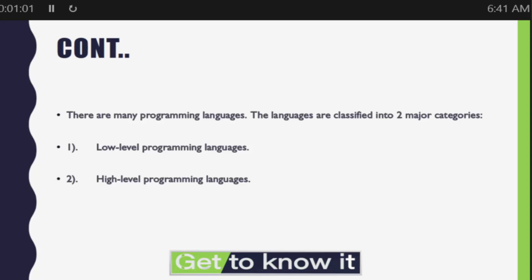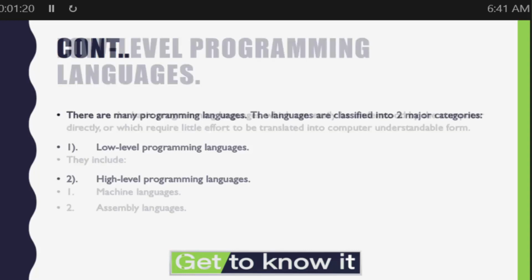Each programming language has its own grammatical or syntax rules, which must be obeyed in order to write valid programs, just as natural language has its own rules for forming sentences. Let's discuss these categories of programming languages, starting with low-level programming languages.